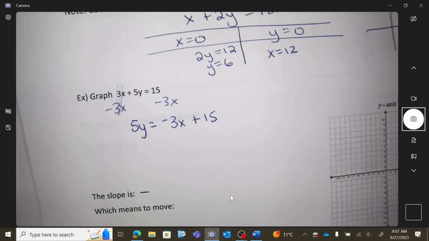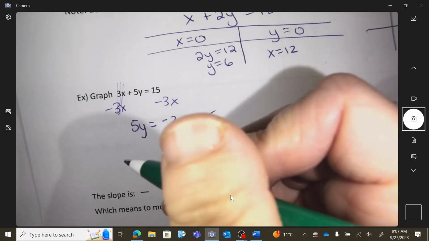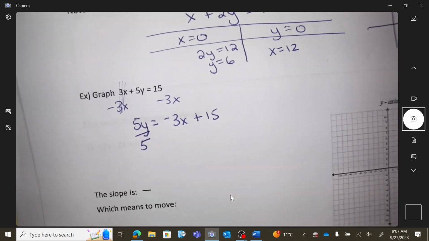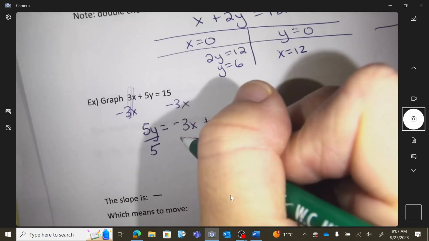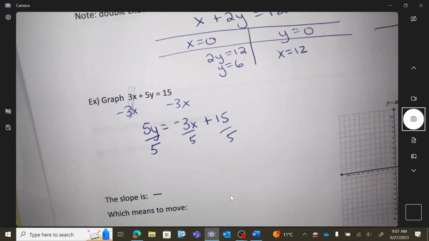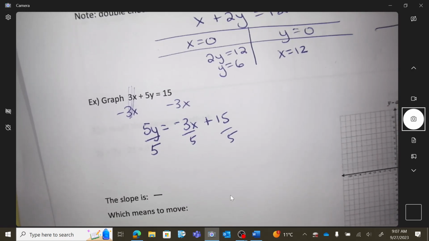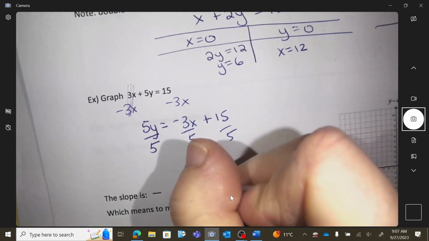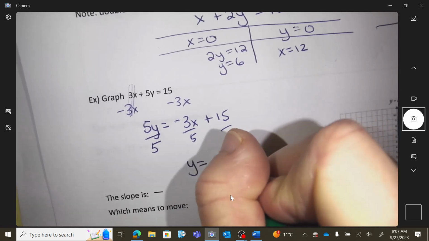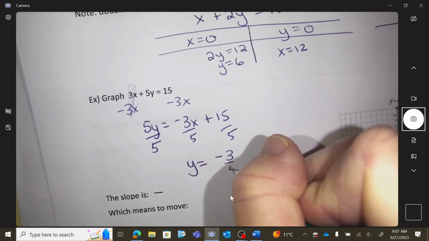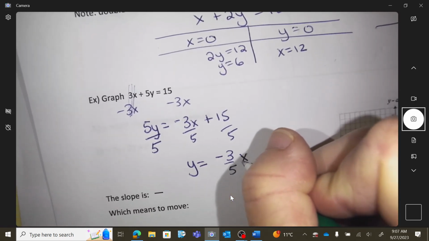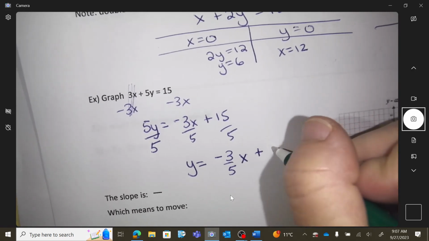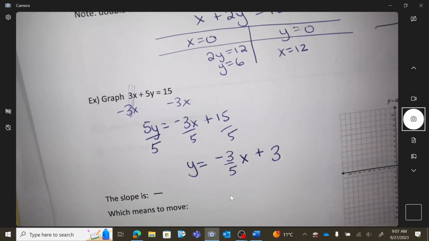I'm trying to line it up, the y, the x, and then the number. So here I would divide by 5 algebraically. But again, if you do it to 1, you have to do it to all. Y equals, the fraction is negative 3/5 x plus, and then 15 divided by 5 is 3.